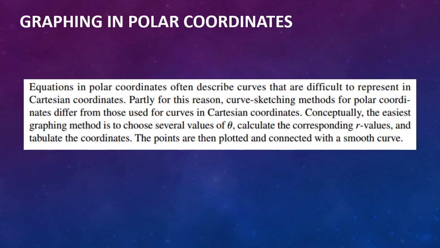Equations in polar coordinates often describe curves that are difficult to represent in Cartesian coordinates. Partly for this reason, curve sketching methods for polar coordinates differ from those used for curves in Cartesian coordinates. Conceptually, the easiest graphing method is to choose several values of theta and then calculate the corresponding r values and tabulate the coordinates. The points are then plotted and connected with a smooth curve. This isn't that much different; typically we have equations where y is defined in terms of x, so we pick several values of x and then calculate values of y, which we then connect with generally unbroken lines or curves.